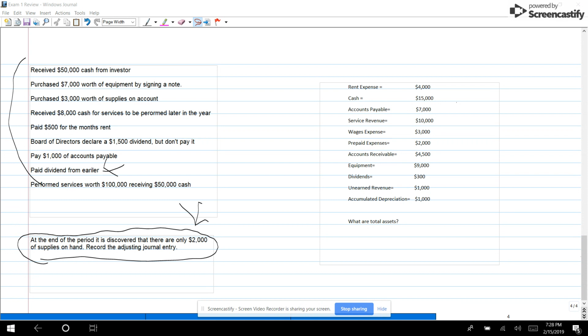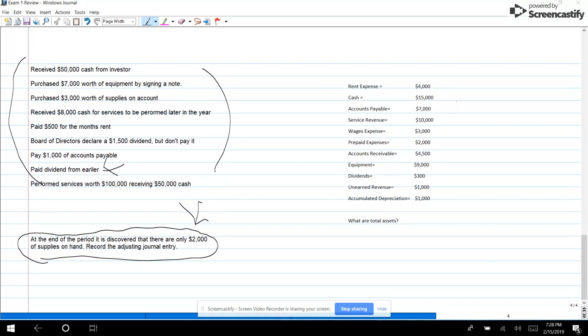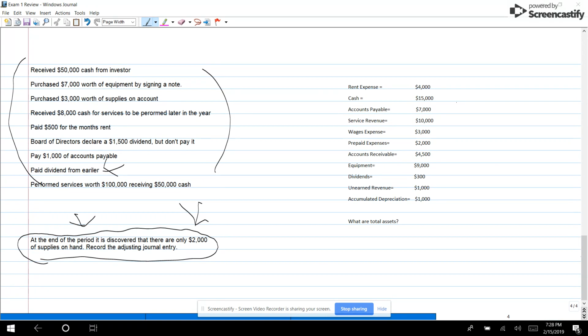When we left off, we just journalized these transactions, and now we are going to look at this adjusting entry dealing with supplies. At the end of the period, it is discovered that there are only $2,000 worth of supplies on hand. Record the adjusting journal entry. Now, it's going to be based off of this right here. They're saying that there was 3,000 at the beginning of the period, so we'll make a supplies T account.